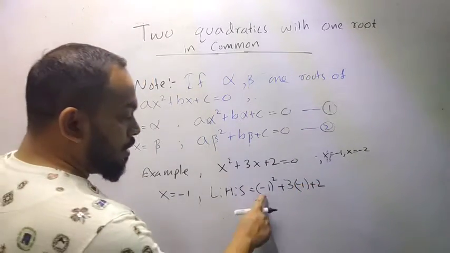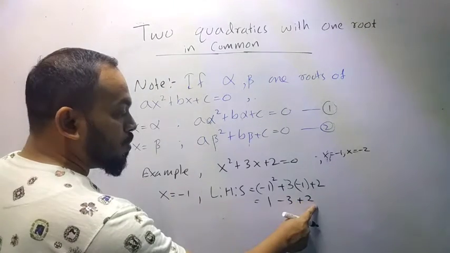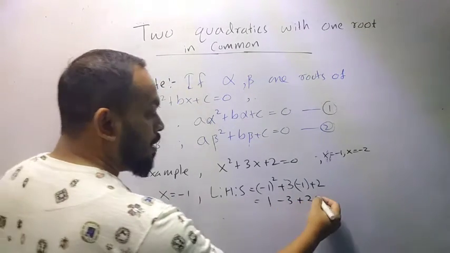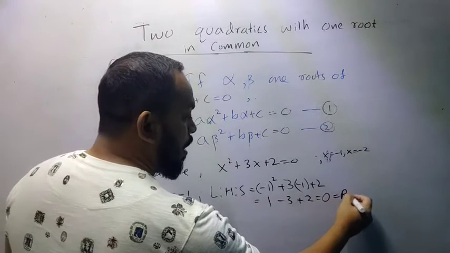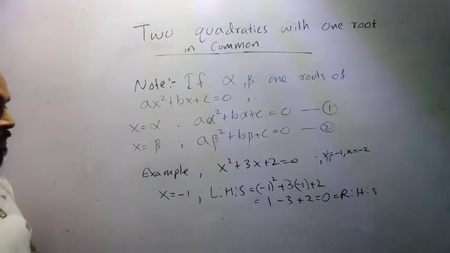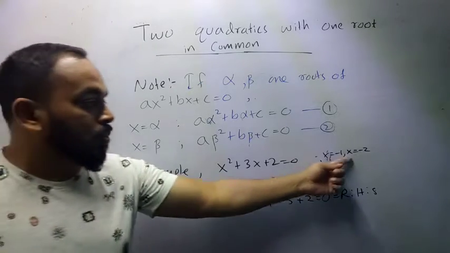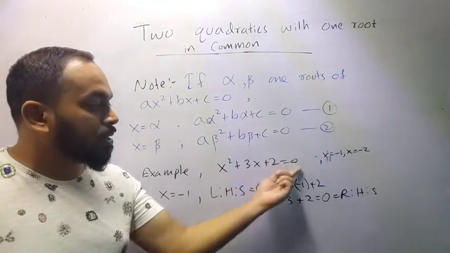So what is that equal to? This is 1, this is minus 3, this is 2. 1 plus 2 is 3, 3 minus 3 is equal to 0. RHS. So we showed that when you substitute this root into this quadratic equation, this is actually true.